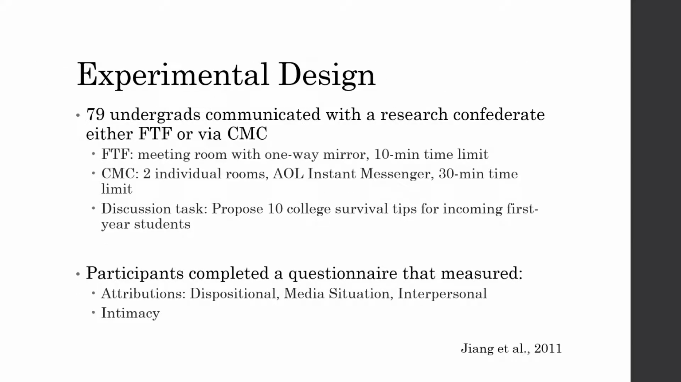So to test these hypotheses, they recruited undergraduate students, and those students communicated with a research confederate either face-to-face or through a mediated channel. And just to clarify, a research confederate is usually someone involved in the research project. So this is someone who is aware of what is going on. They're often trained to behave in a particular way or to have a particular type of discussion.